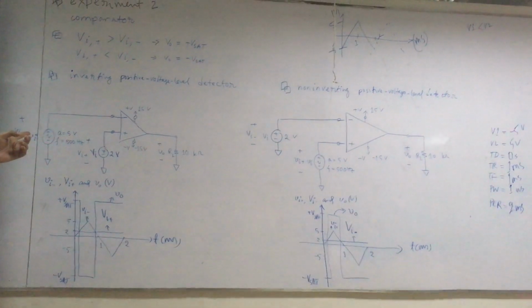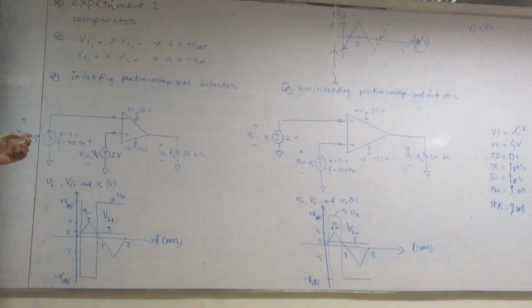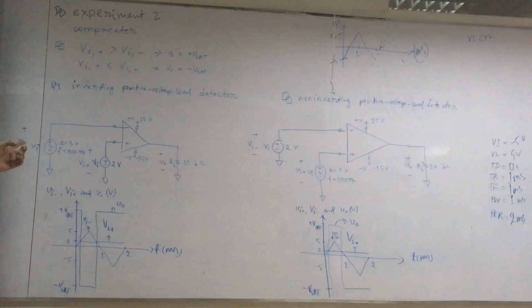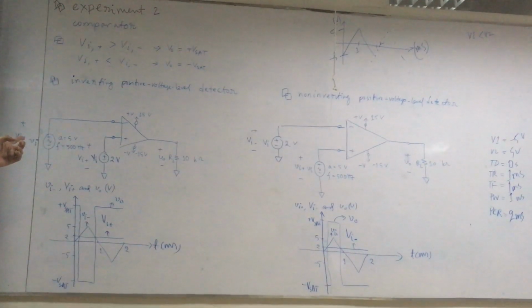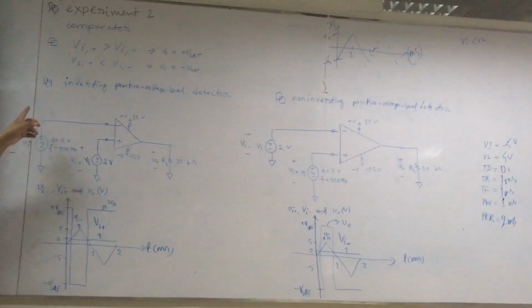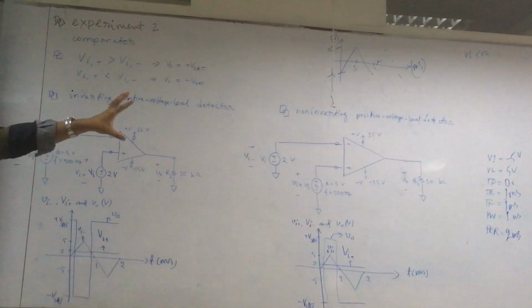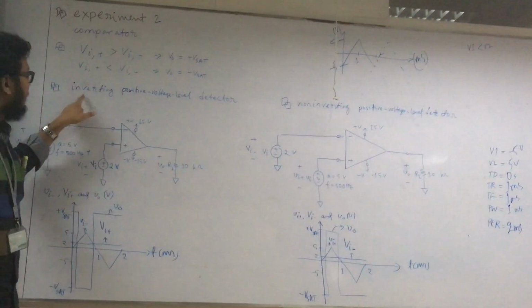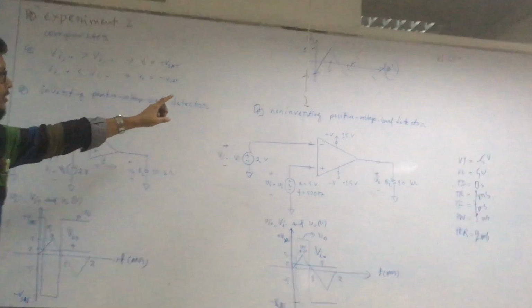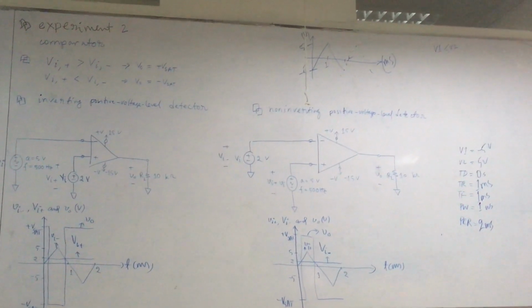From here? Did you take the note, all of you? I don't think so. If you haven't taken the note, please take 2 new circuits, inverting positive voltage level detector and non-inverting, corresponding non-inverting structure.